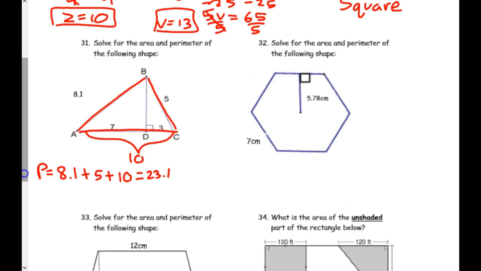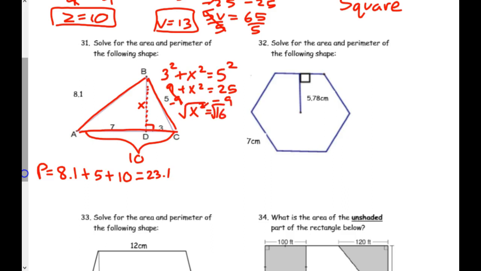And then we're missing this height right here. So I'm going to use the Pythagorean theorem with 3 and 5. 3 squared plus x squared equals 5 squared. 9 plus x squared equals 25. Minus 9. 16. And the square root of 16 is 4. And if you remember, this is a Pythagorean triple. 3, 4, 5, right triangle.